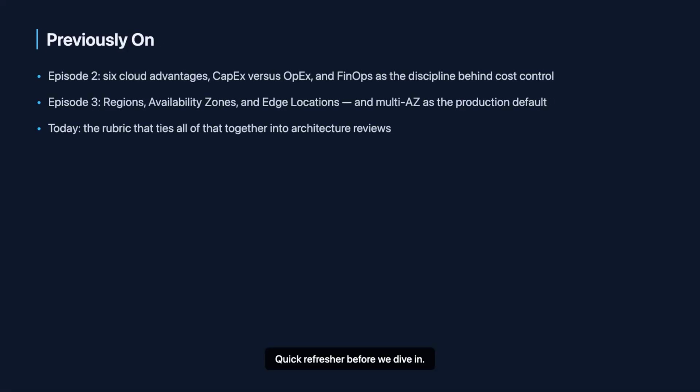Quick refresher before we dive in. In episode 2, we covered why teams move to the cloud and how FinOps keeps the bill honest. In episode 3, we mapped out regions, availability zones, and edge locations, and we said multi-AZ is the production default. Today we tie all of that together. When that surprise outage or surprise bill lands, what could the team have asked beforehand? Amazon Web Services has a published answer, and it has 6 parts.